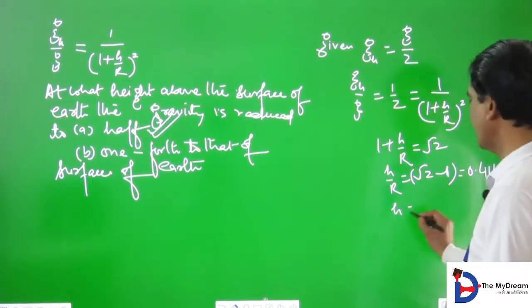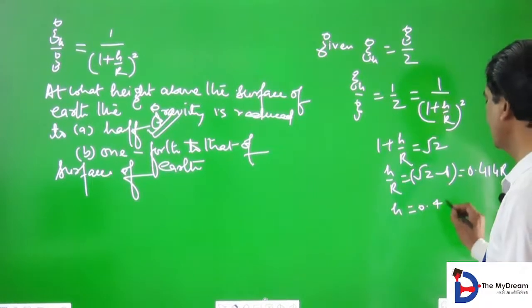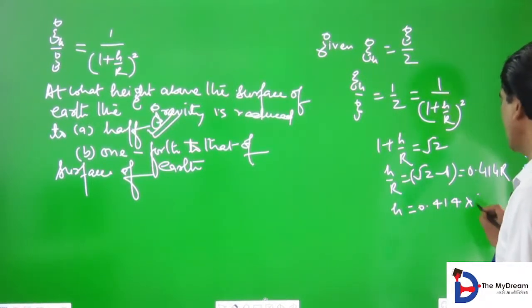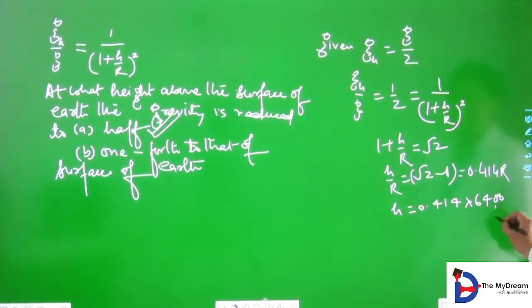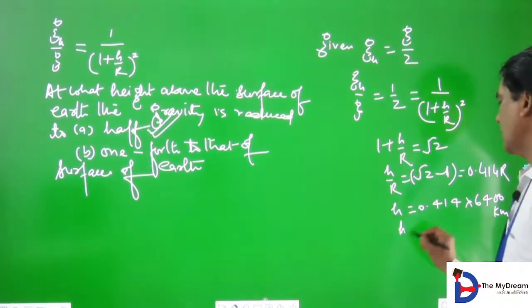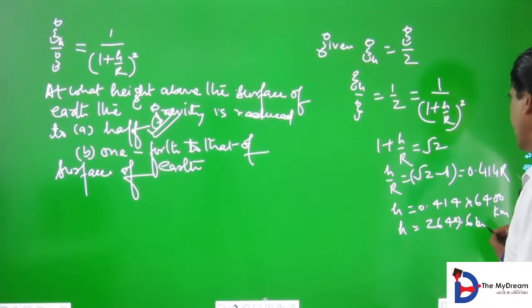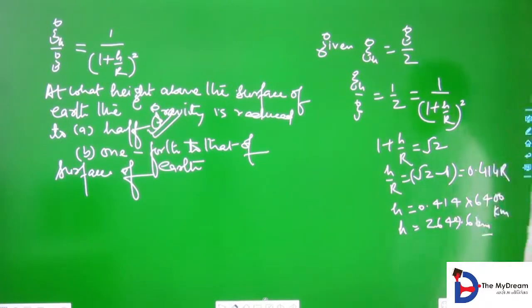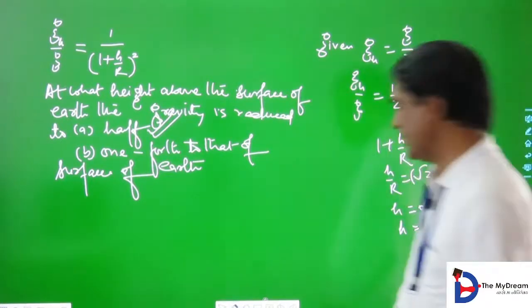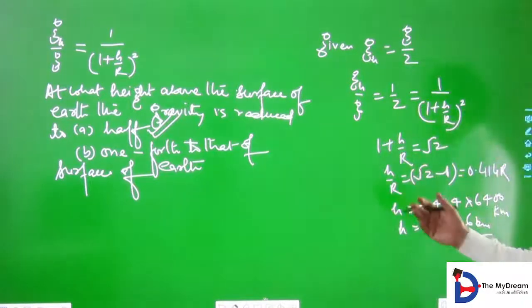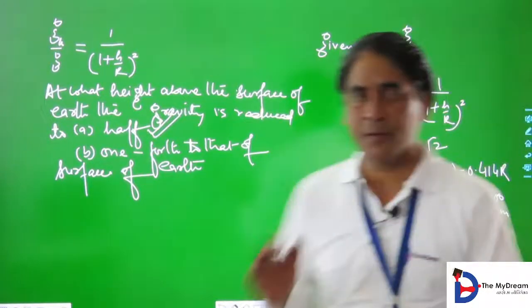and the radius of Earth, you know, is 6400 kilometers. Then you can write down 2649.6 kilometers. The one-fourth one, do it on your own, son, okay? Any doubt? Any doubt, son?